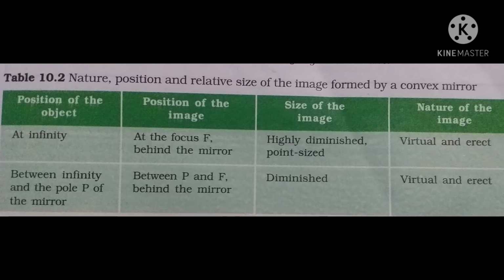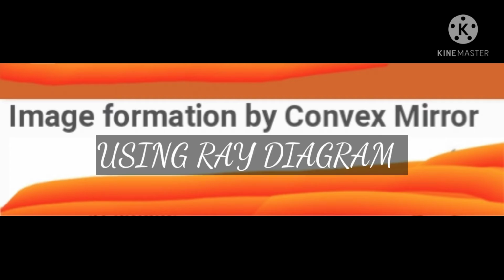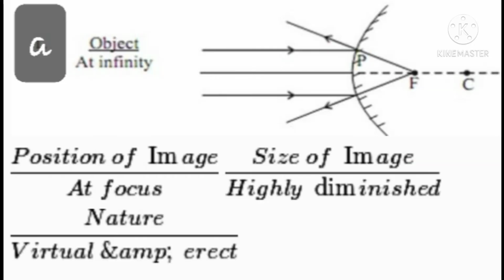Now we'll do the image formation by a convex mirror by using ray diagrams. I'll show you the ray diagram. Just look here, figure A, the first is the object at infinity. This is our convex mirror. In a convex mirror we have already discussed all the points F, C, P. Now here, this AB is the object.